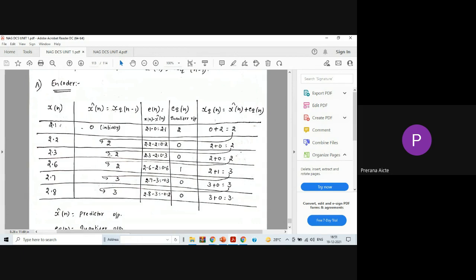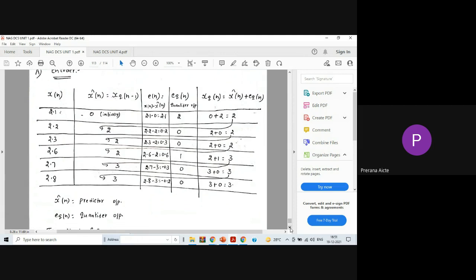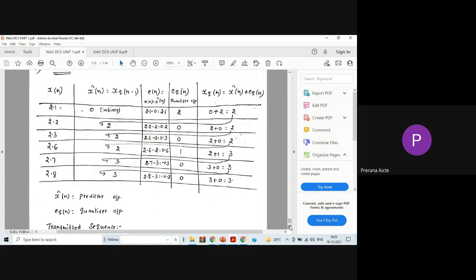So now what is the error signal? 2.2 minus 2, which should be 0.2, which is 0. So once again here, what is x cap of n, which is 2, and error value should be 0, 2. In this way, the process repeats. Then we are getting the prediction output. So what is the predictor output? X cap of n is the predictor output, EQ of n is the quantizer output.